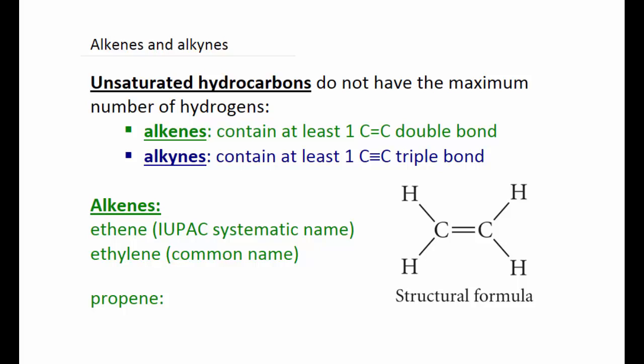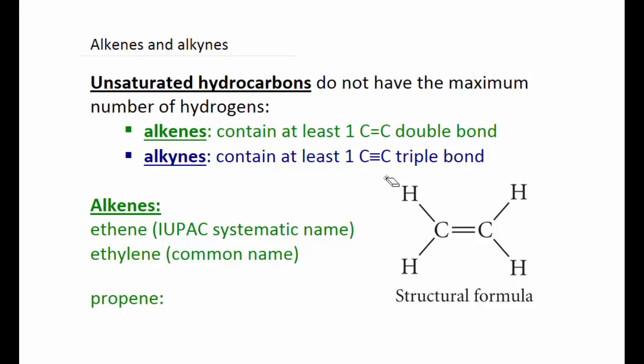Plenty of practice in the chapter for you to read on that. Okay? So we talked about saturated hydrocarbons having all the possible H's, as many H's as they could possibly hold. So all of carbon's valences are essentially filled up with maximum H's. Unsaturated hydrocarbons do not have the maximum number of hydrogens because of either double bonds or triple bonds.